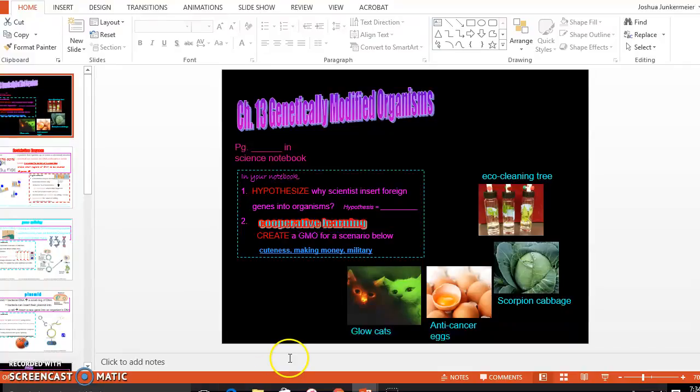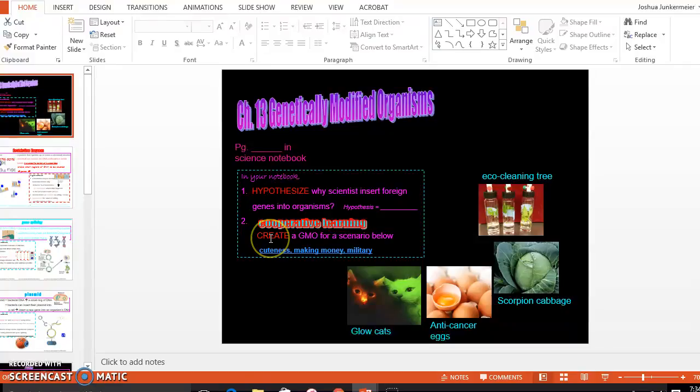As the screen suggests right here, we have cats that can glow, eggs that are anti-cancer or medicinal. We have a scorpion cabbage here. And we have eco-cleaning trees. All four of these examples, something has been done to them. They've been modified genetically to produce these unusual phenotypes, or appearance. At this time, the slide wants you to hypothesize why scientists insert foreign genes into organisms. So, why do you think they do it?